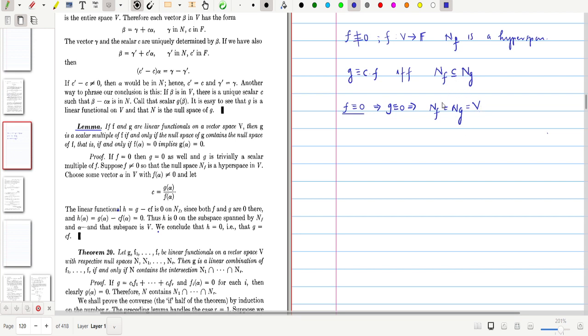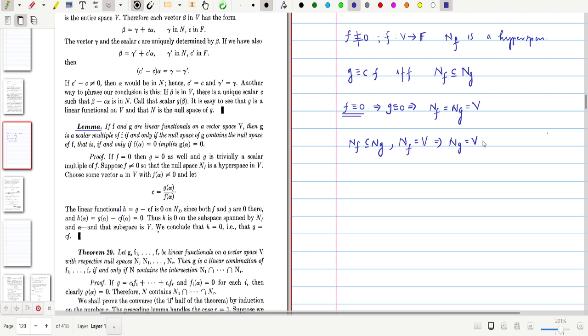So this inclusion trivially holds. The other way, if we assume Nf is contained in Ng, along with f identically 0, we get Nf is V, Nf is actually the whole of V. This implies that Ng is also the whole of V, because Nf is contained in Ng, and Ng is always a subspace of V as well. So we can get this equality.